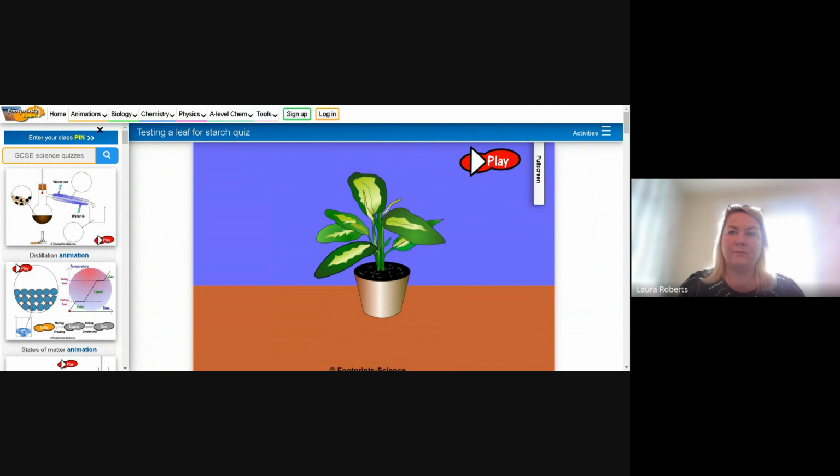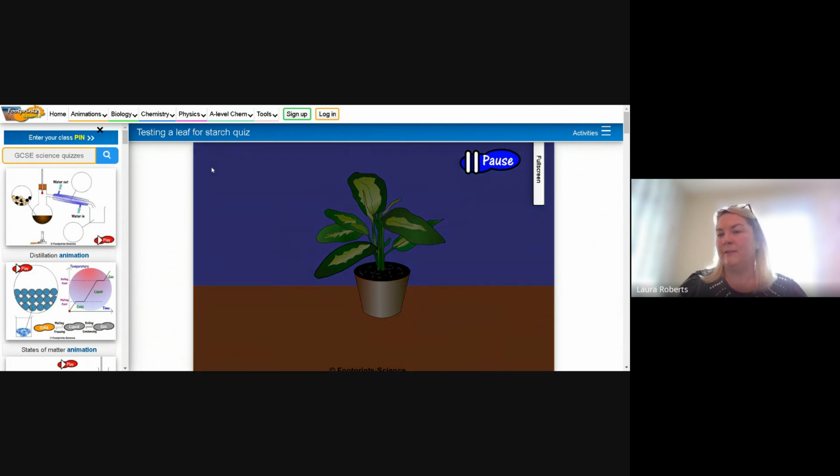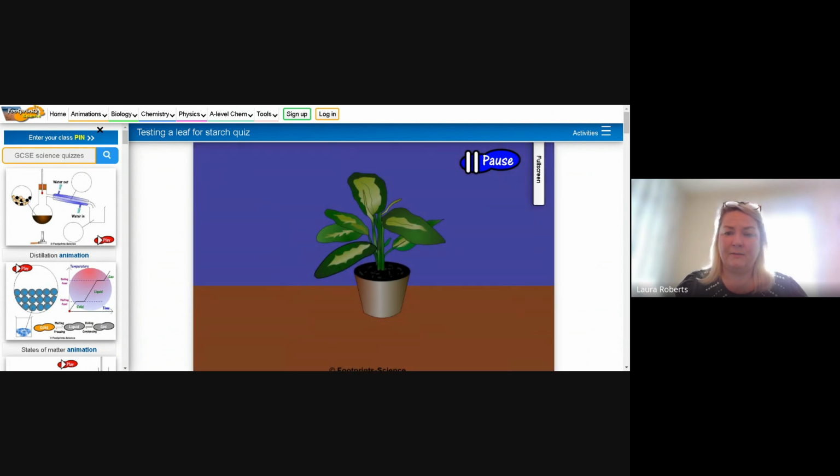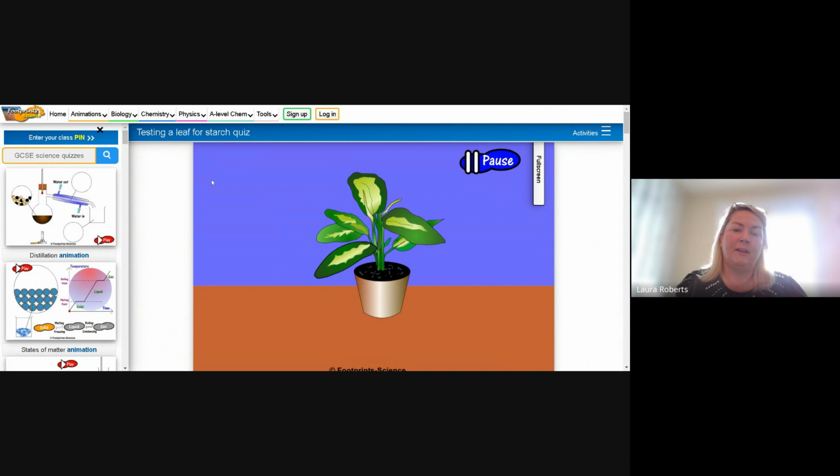This is great as well because it gives small, short little animations on some of the practical work that we can't do, but basically it enables students to understand. So this is testing a leaf for starch. Again, it's a very important one that comes up at GCSE and at Key Stage 3, just to have a look at whether photosynthesis is happening in a plant.